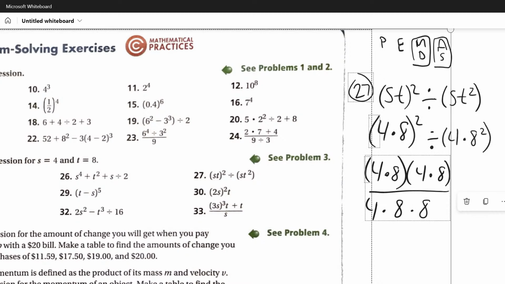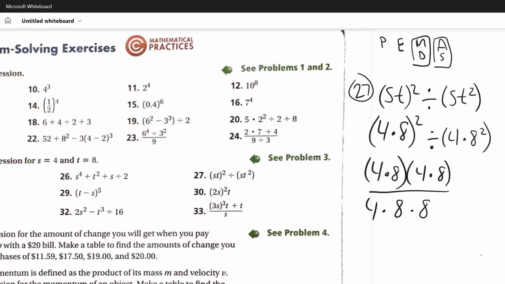Okay, this is hack number 1. You write it out like this, and then you can cancel stuff out. Like you can cancel these 4s, you can cancel these 8s, you can cancel these 8s, and the whole thing ends up being 4. So a typical student would do 4 times 8 squared, that's 32 squared, 32 times 32 divided by 4 times 8 squared. Well, you can try to divide them. No, you can just do that. Total cheat. That's super fun. All right.